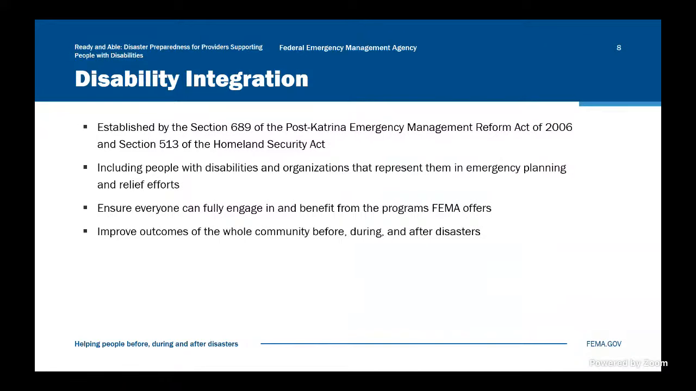So disability integration, it happened at FEMA. It was created after Hurricane Katrina, which some of you may remember, but it was 20 years ago. It was very tragic for those of you who remember the storm. 71% of the fatalities in Louisiana were people over 60, and many of those had disabilities.